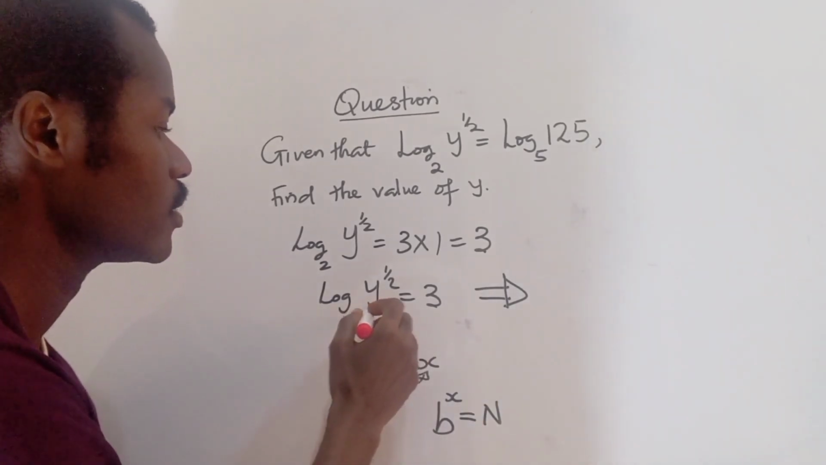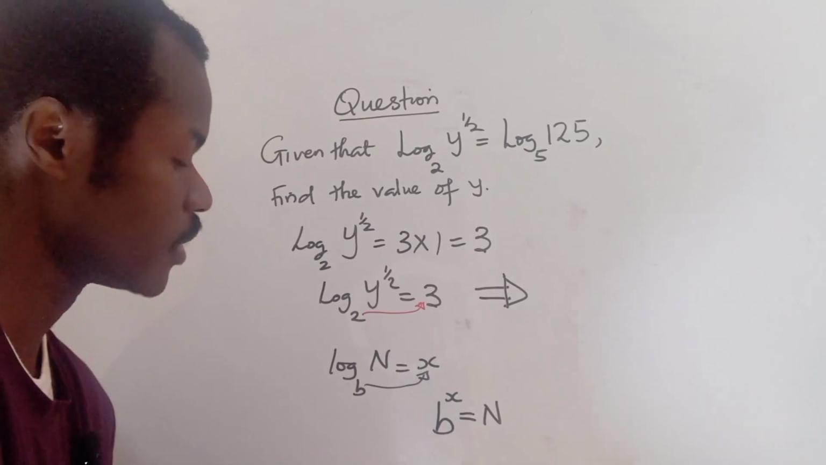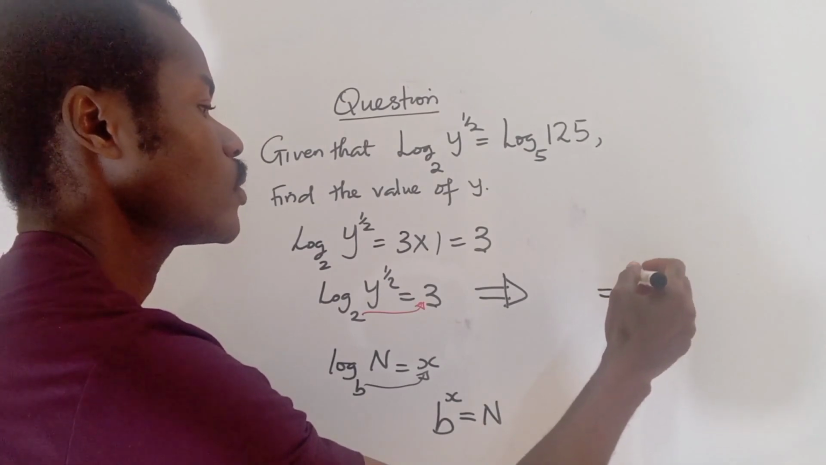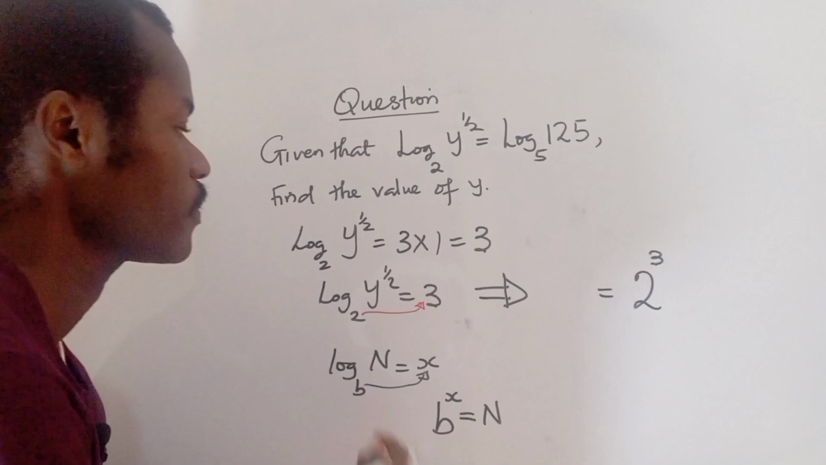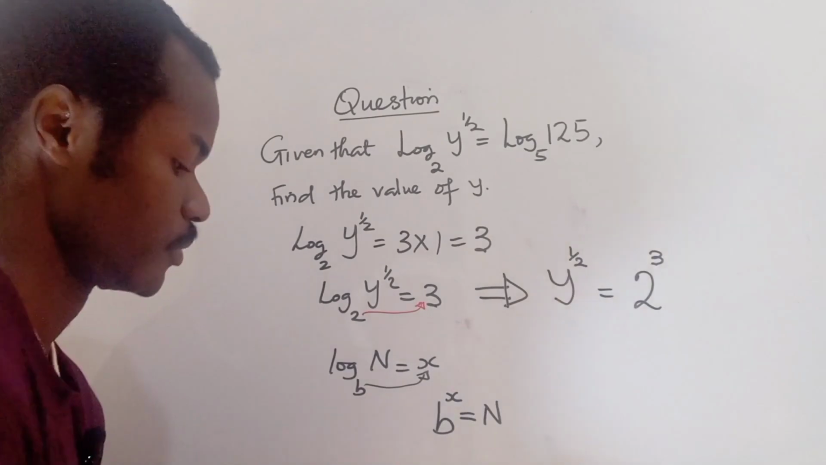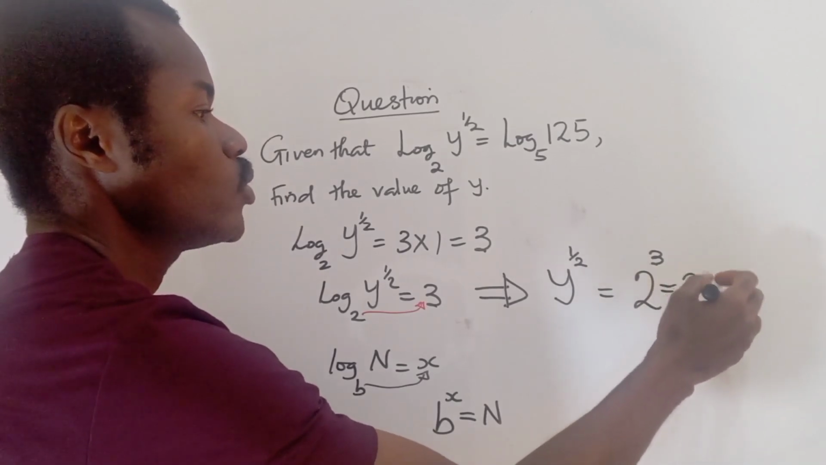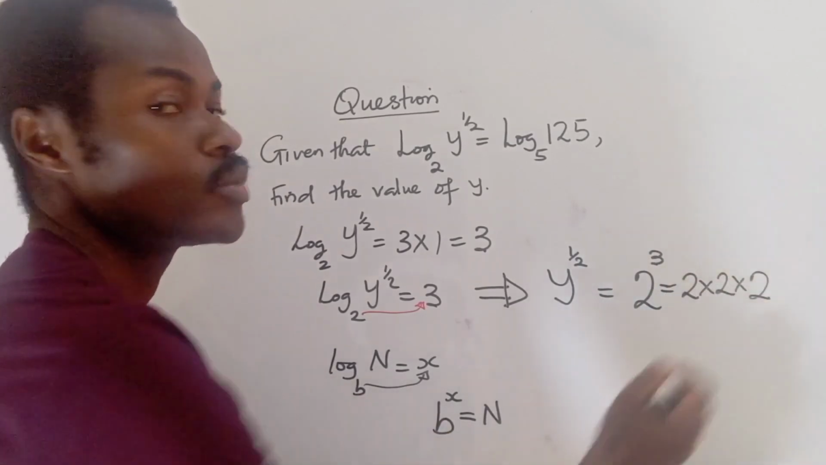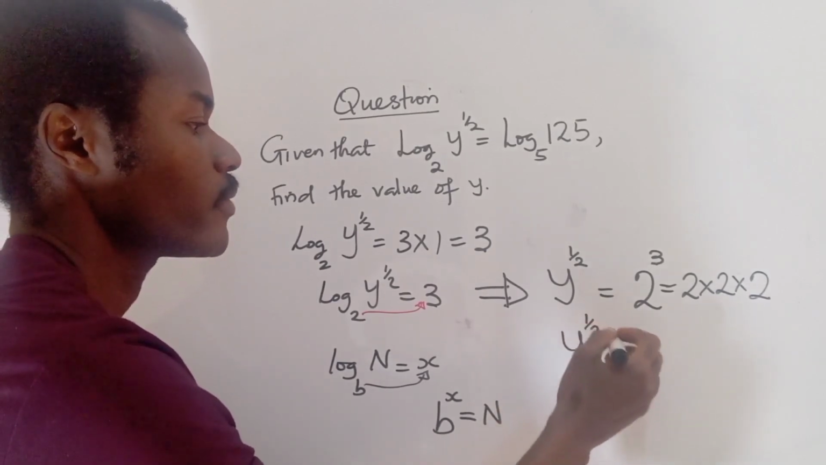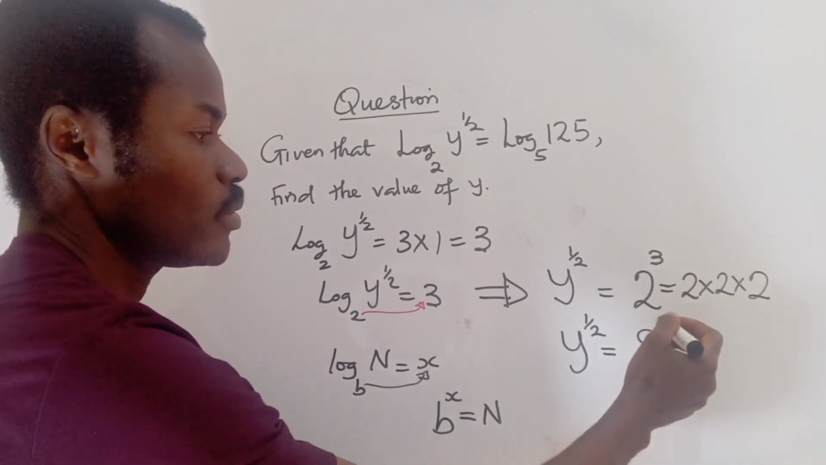So we apply the same here. The idea is 2 is going to come this way, and when it does, the 3 becomes the power. So we have 2 to the power of 3, and we are left with y to the power of half. And 2 to the power of 3 simply means 2 times 2 times 2, and that is 8. So we have y to the power of half is equal to 8.